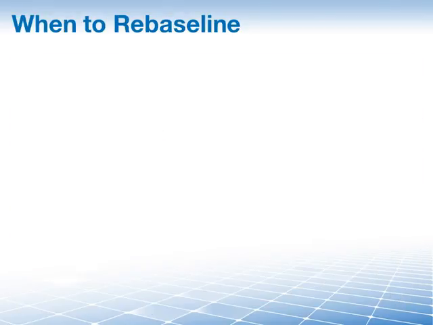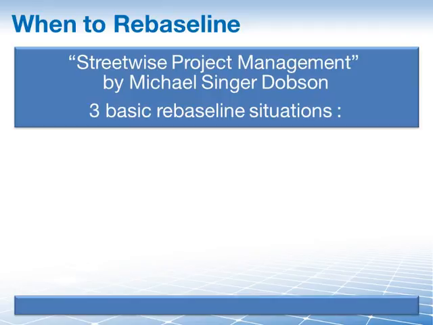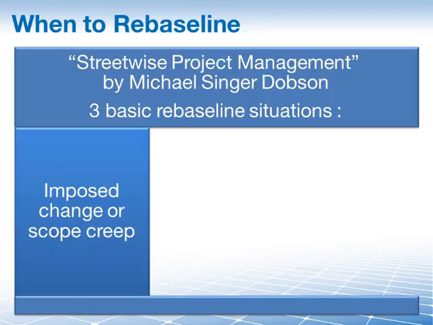Let's now take a closer look at when and why we should be rebaselining our projects, and we're going to do this by opening a number of reference books to review when the authors say that rebaselining is appropriate. The first book is Streetwise Project Management by Michael Singer Dobson, and he offers 3 basic rebaselining situations. The first situation is when there is an imposed change or scope creep occurs.